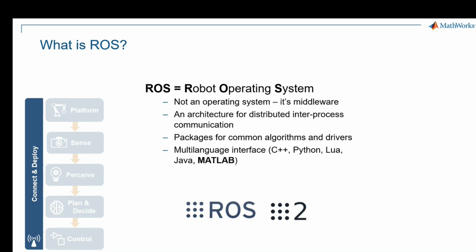It's a multi-language interface. You can use C++, Python, Lua, Java, and there is also a way to interact with it using MATLAB. And that's what I'm going to show here today. And also as an information, there is ROS and ROS2. I will not go into details of the difference between the two of them. They're two different versions that have some different characteristics, but the idea is that it's quite similar how MATLAB and Simulink interact with both of them.